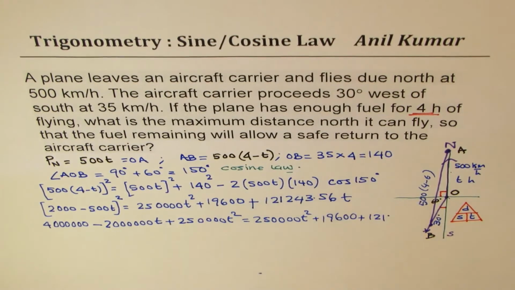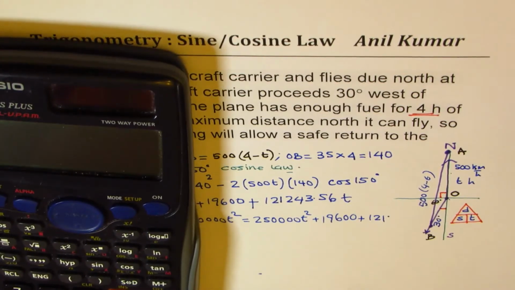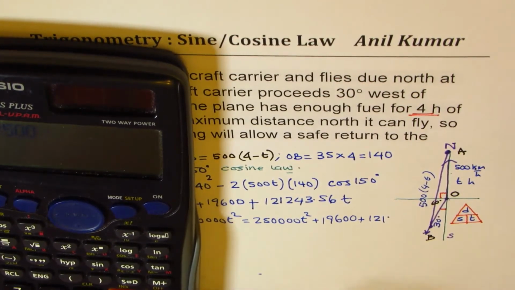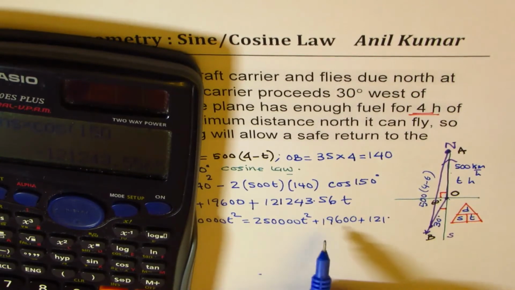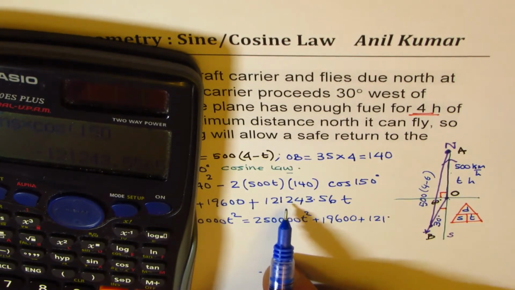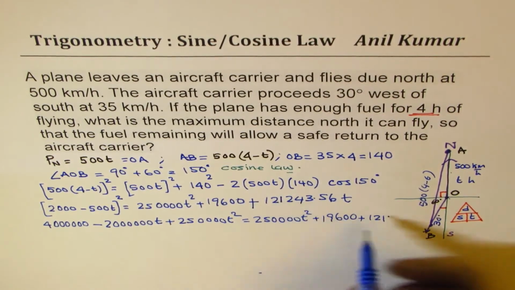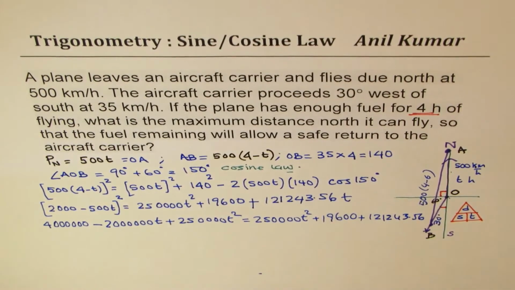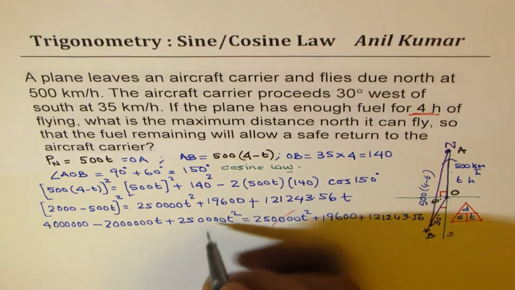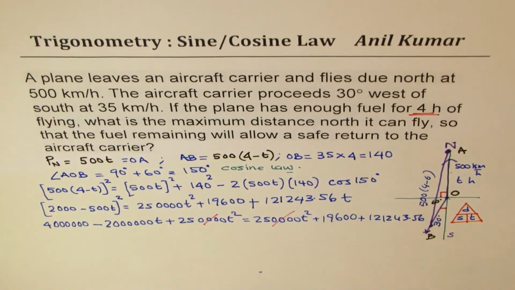Let's do this calculation once again. Let me just check this. 2 times 500 times 140, and then we'll multiply by cos of 150. So it is 121,243.56, correct. So if you see, these two terms cancel out. We are left with terms with t's and the constants.